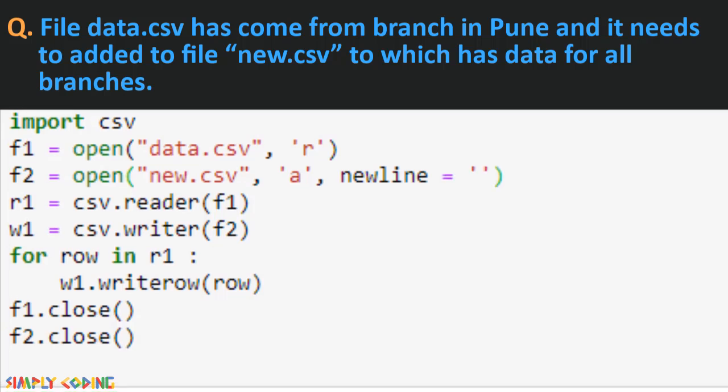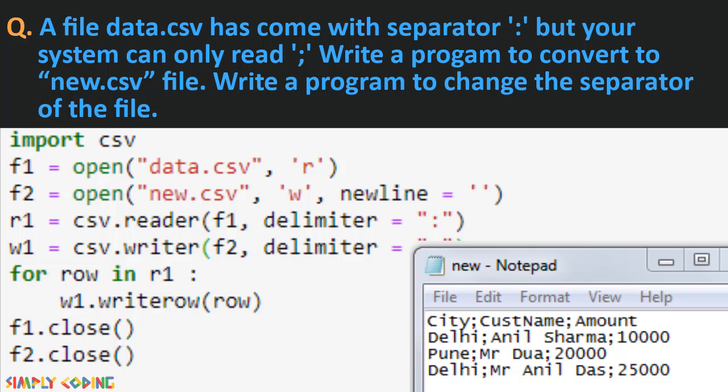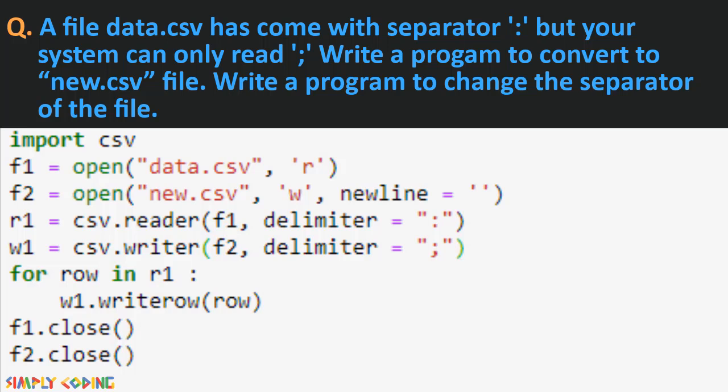Now the question could be that the file data.csv has come in with separator colon, but your system can read only semicolon. Write a program to convert to new.csv file. Here you have to open a file with some separator and change it. So the only change you need in this is to change the separator in the csv.writer function. The program could also be to write some selective rows or columns to the new file.